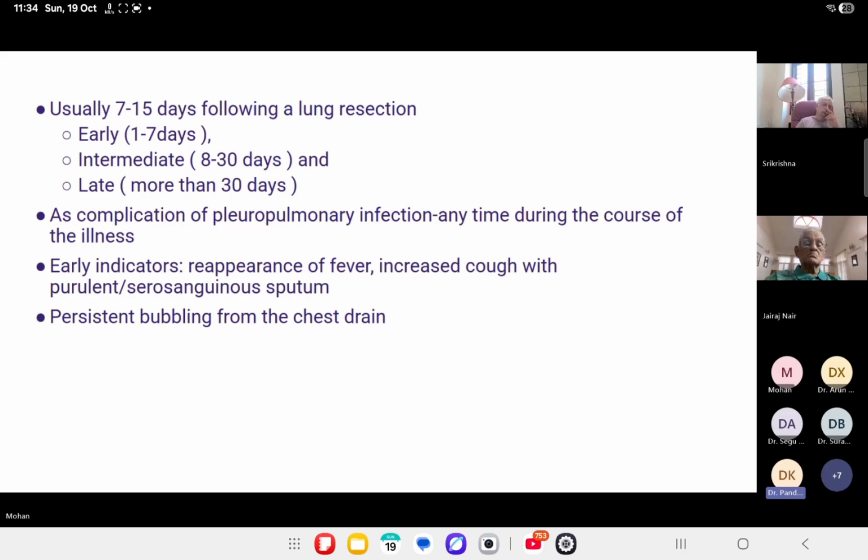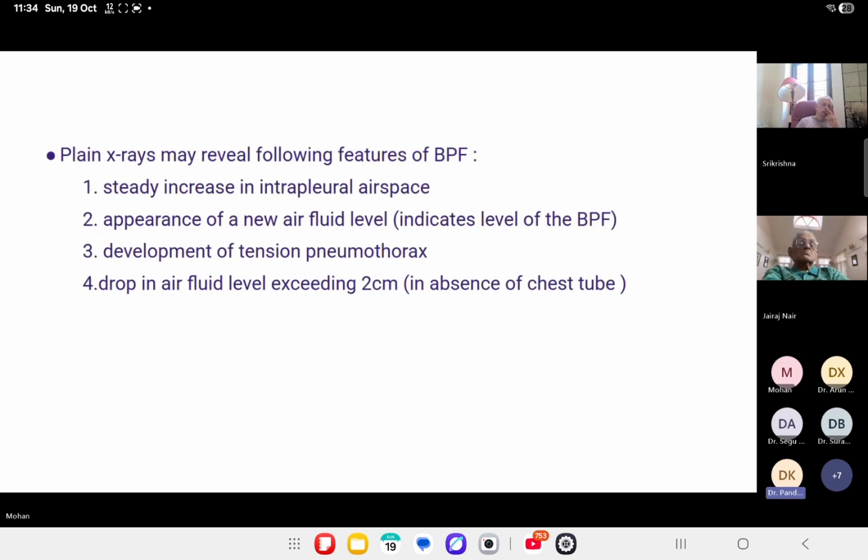As a complication of pulmonary infection, any time during the course of illness, it can happen. Early indicators are reappearance of fever, increased cough with purulent or serosanguinous sputum, persistent bubbling from the chest drain. Then, if we are suspecting this, we have to do a plain X-ray, which may reveal the following features of bronchopleural fistula: steady increase in intrapleural airspace, appearance of new air fluid level if it was not there previously, and development of tension pneumothorax or drop in air fluid level, which was there previously, exceeding 2 centimeters in the absence of chest tube.